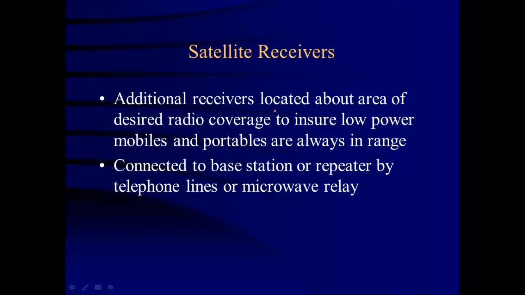So there are also satellite receivers. These are additional receivers located around an area of desired radio coverage to ensure low power mobiles and portables are always in range. So they're going to be connected to the base station or repeater by telephone lines or microwave relay. So this is just another method used to increase your range. These aren't really used much anymore, at least in our area, because they're just not needed. We have enough repeaters around that the satellite receivers aren't really necessary.